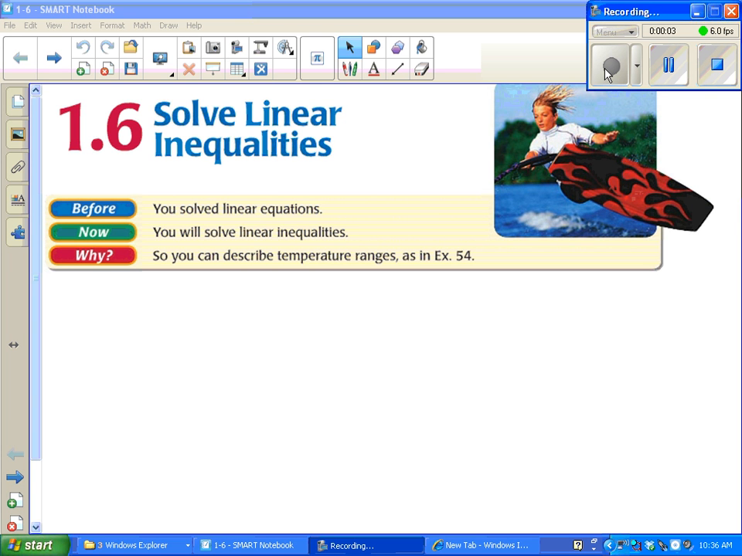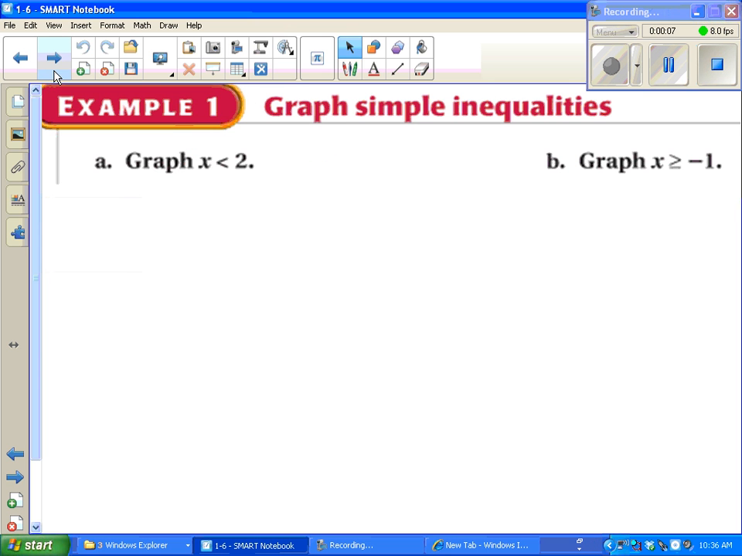1.6. Our goal here is to solve linear inequalities. So we'll start off with some simple inequalities on a number line. It says graph x is less than 2. So you draw a number line. I like to put 0 on there. You don't have to. 2 should be to the right of 0.